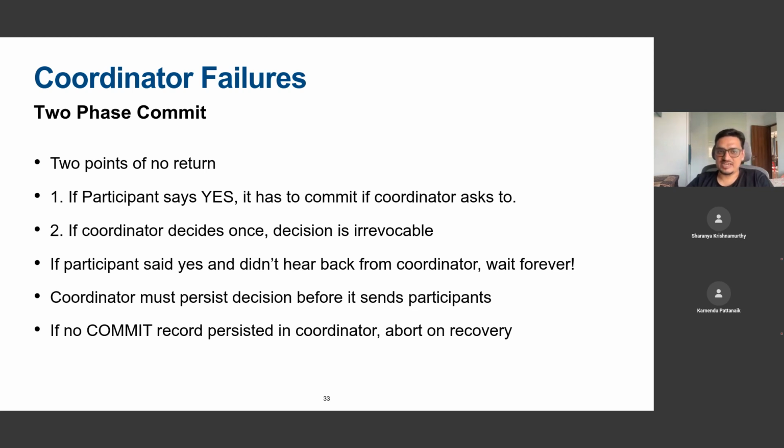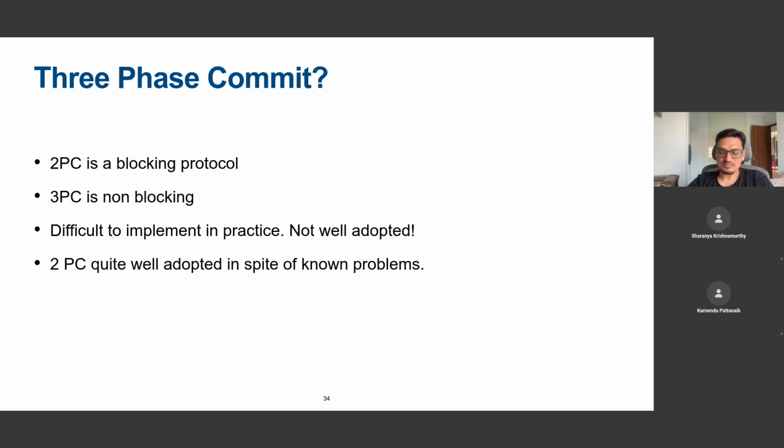So if the participant said yes and didn't hear back from the coordinator, it has to wait forever. The coordinator must persist the decision before it sends it to participants. I told you that if no commit record is persisted in the coordinator, it aborts on recovery. So you saw that there are a lot of failure cases in two-phase commit, and it's a blocking protocol. So databases can get to a state where they are waiting forever.